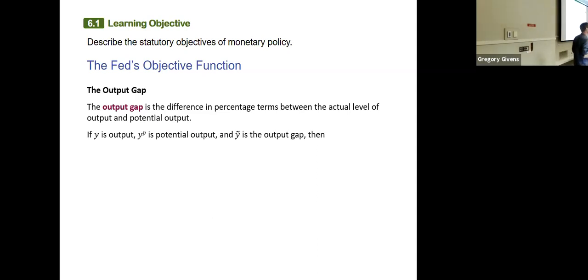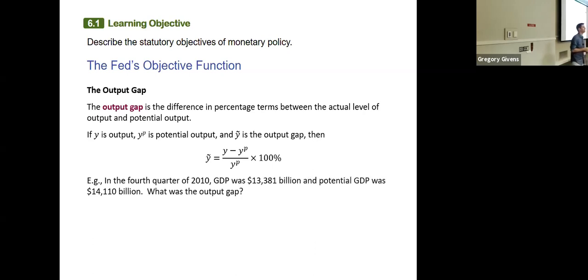So let me define some notation here. Y we'll refer to as real output, YP is potential output, and Y tilde is going to be the output gap. I'm going to stay consistent with this notation over the next several weeks of this course. How do we define the output gap as this argument in the Fed's objective function? It's the percentage difference of actual output from potential output. So it's Y minus YP divided by YP times 100%, right? It shows the percentage difference of actual output from potential output.